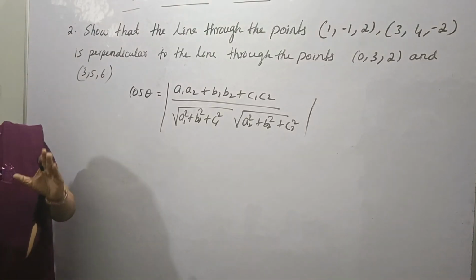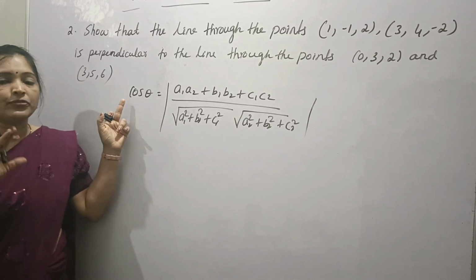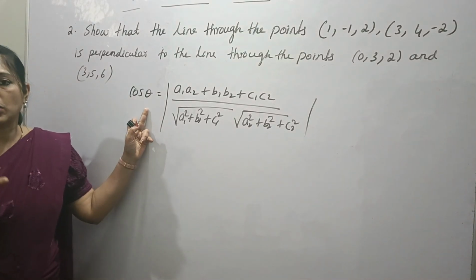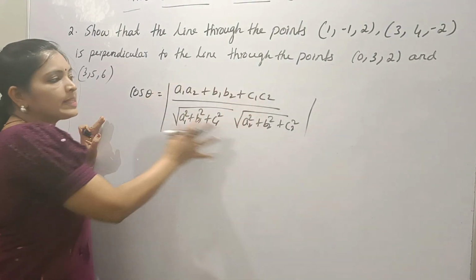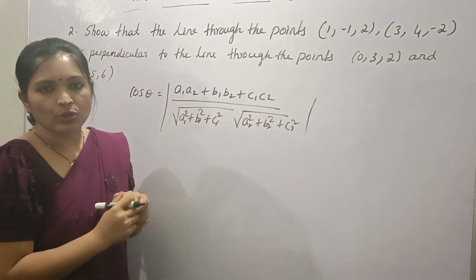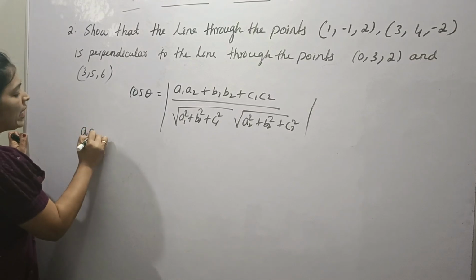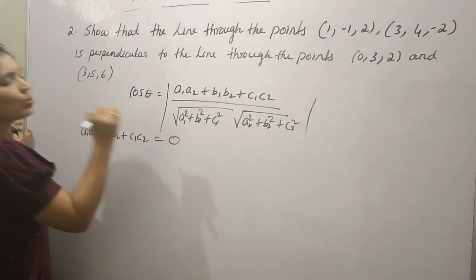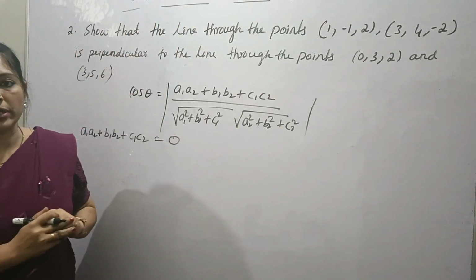So here we have to show these two lines are perpendicular. For that, see, if two lines are perpendicular, what is cos theta? Cos theta is 0, right? Because cos 90 is 0. So we have to prove this one is equal to 0. That is, we have to prove this numerator is equal to 0. So here for this perpendicular, we have to show A1, A2 plus B1, B2 plus C1, C2 is equal to 0. Then we can say these two lines are perpendicular.